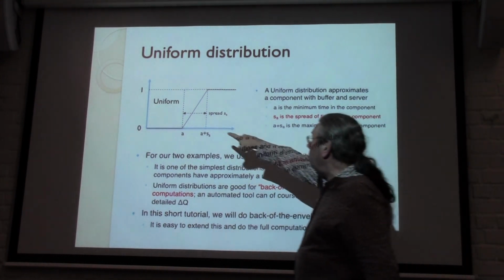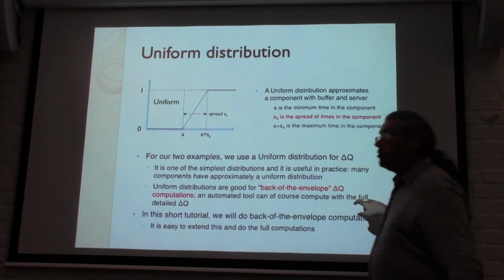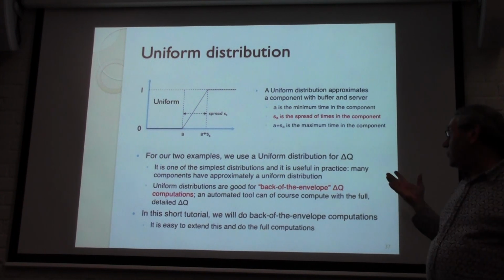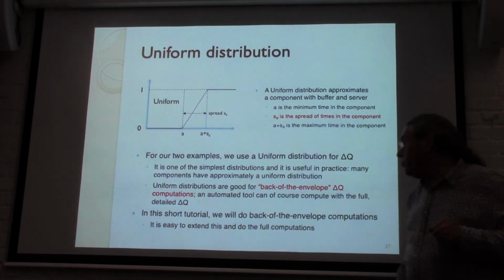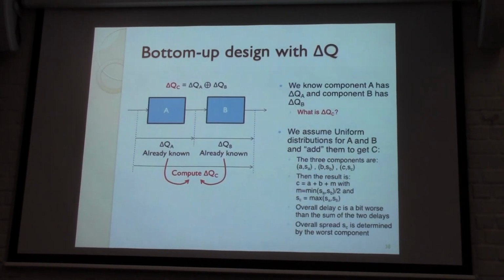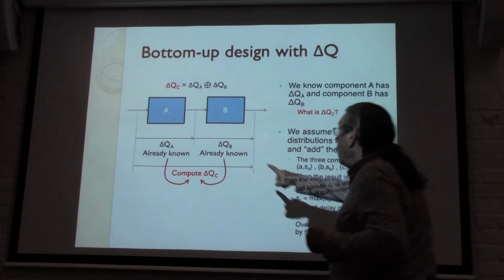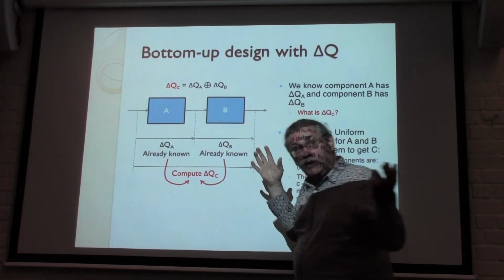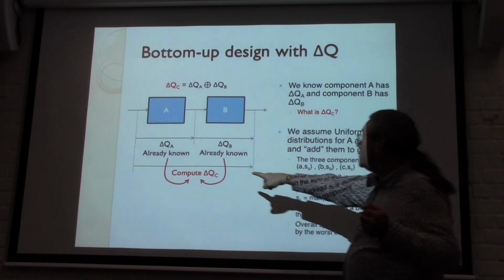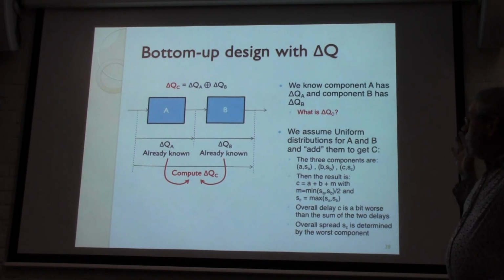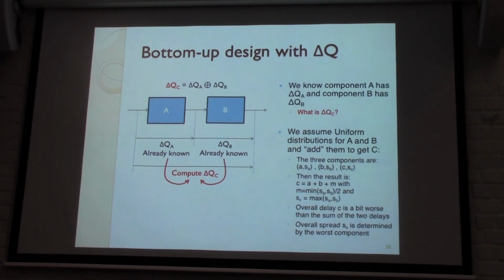Of course, if you have really complicated delta Q, then you can't do it, you need a tool, okay? If you need to have a detailed delta Q, you need a software tool. But for simple things, you can use uniform, okay? So let me use uniform now. Here's a simple bottom up. So we know these two components, A and B, and we want to know the behavior of the full system. That's pretty easy, right? We know A has some delay, B has a delay, and we want to know the full system. But convolution is hard. But let's assume uniform, and with uniform it's easy actually.